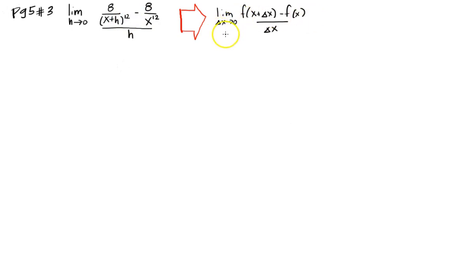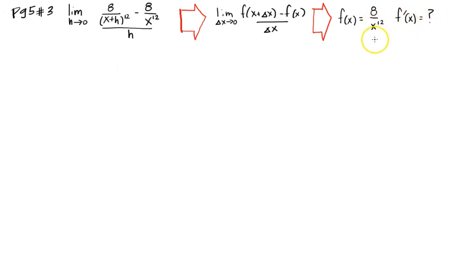Well, this is the definition of a derivative using a limit, which means I can simply say that f of x is equal to 8 over x to the power of 12. Therefore, what is f prime of x?